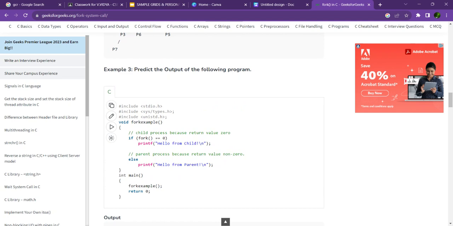See, you have a sample C program where you have all the header files included.